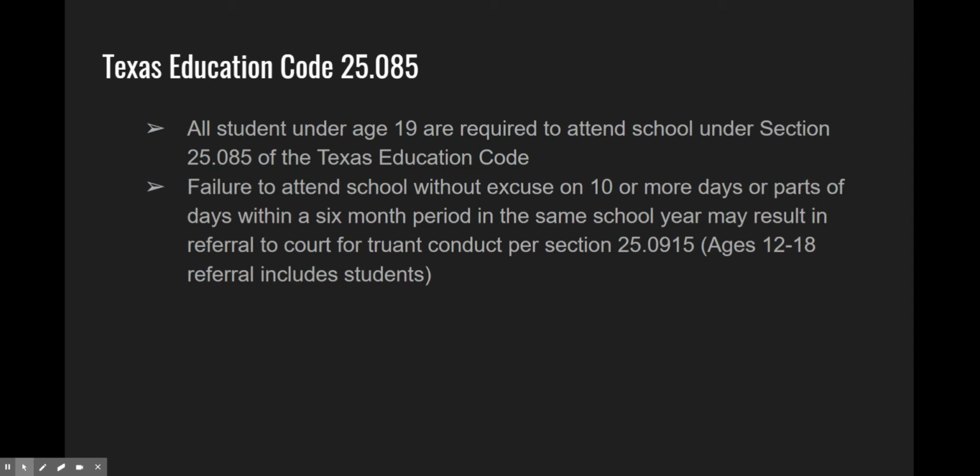The Texas Education Code are the laws that govern the state education for all families. All students under the age of 19 are required to attend school under Section 25.085 of the Texas Education Code. Failure to attend school without excuse on 10 or more days or parts of days within a 6-month period in the same school year may result in referral to court for truant conduct per section 25.0915 for ages 12 to 18.